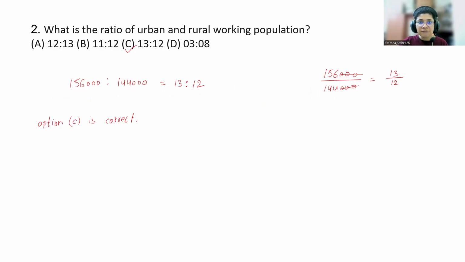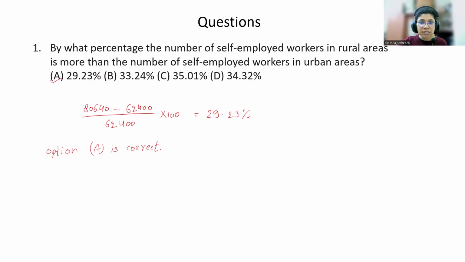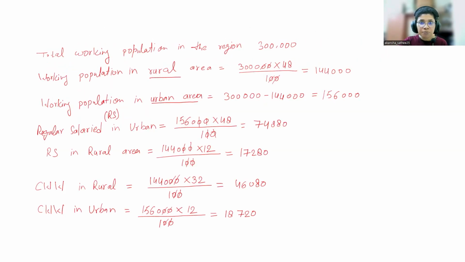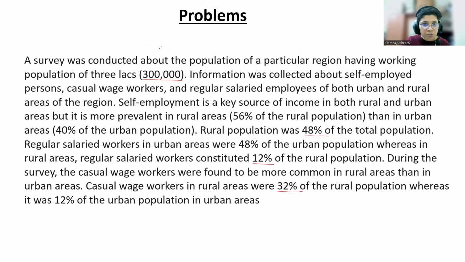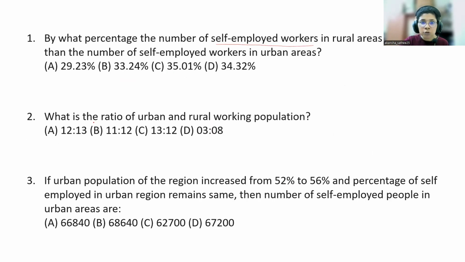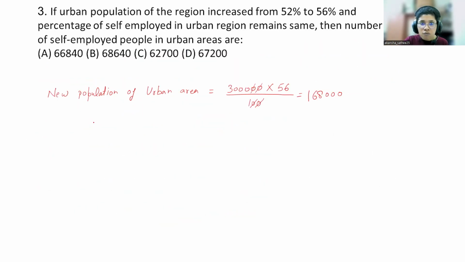So, what is the self-employed person? What is the percentage of self-employed ones in the urban area? In the passage, we have to see. In the urban population, self-employed were 40%, right? That is what they have written. Self-employment is a key source of income in both rural and urban areas. Rural area self-employment is 56%, urban area it is 40%. So this new population, 40% you have to compute.